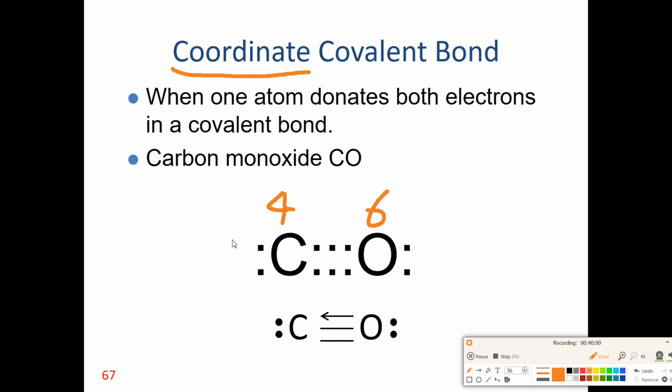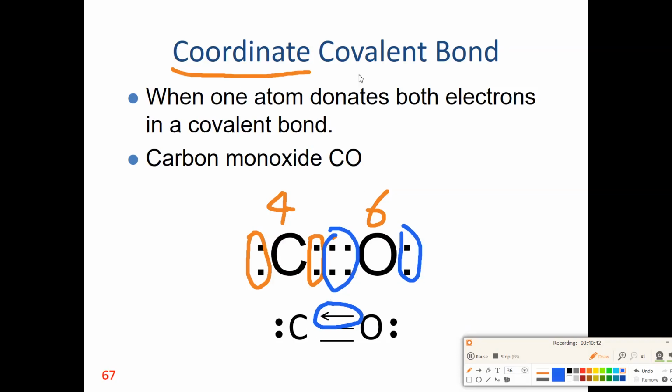For illustration purposes, these 4 valence electrons are from carbon, in a different color, and those 6 valence electrons are from oxygen. There are 2 electrons from oxygen shared with carbon. So here we can put an arrow from oxygen. This means this pair of electrons is from oxygen, shared to carbon. This is called a coordinate covalent bond.